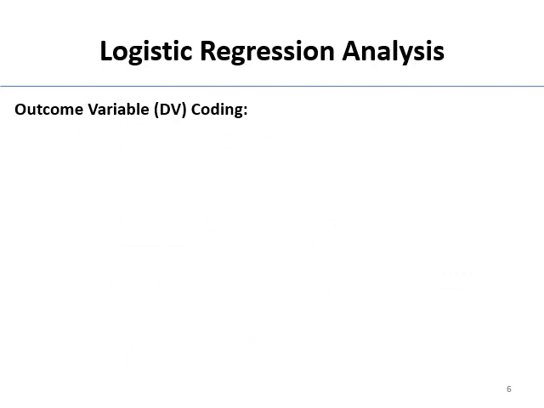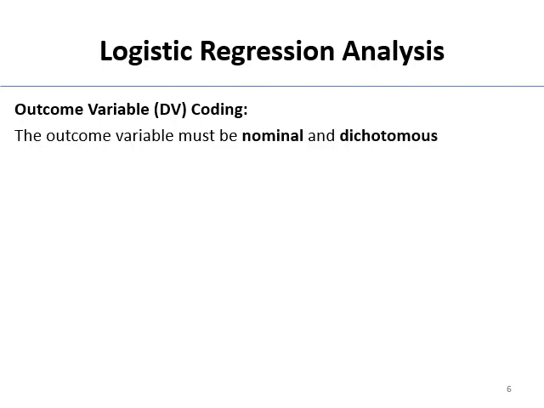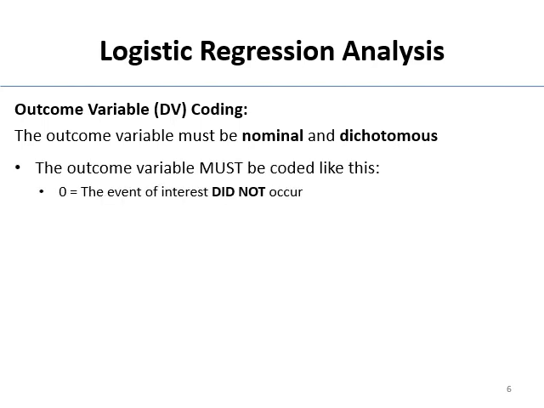So it's important that you code the outcome variable, that is your DV, the thing you're predicting, in a particular way with logistic regression analysis. It's got to be nominal and it's got to be dichotomous, but it should be coded like this. 0 is the event of interest did not occur. So you use 0 to mean the outcome I'm interested in studying here did not occur. 1, the event of interest did occur.